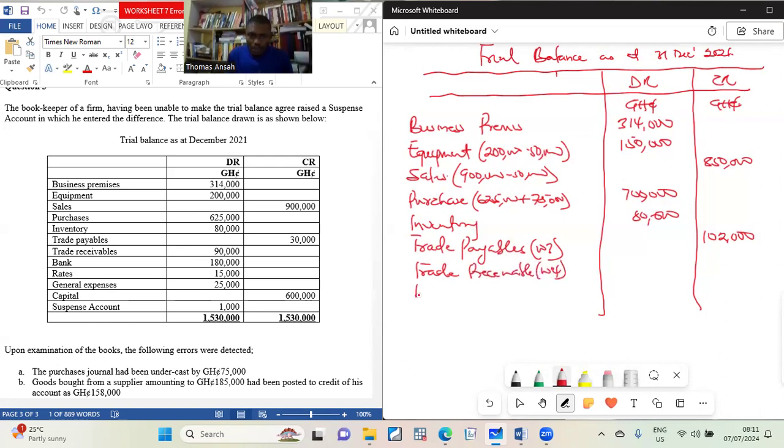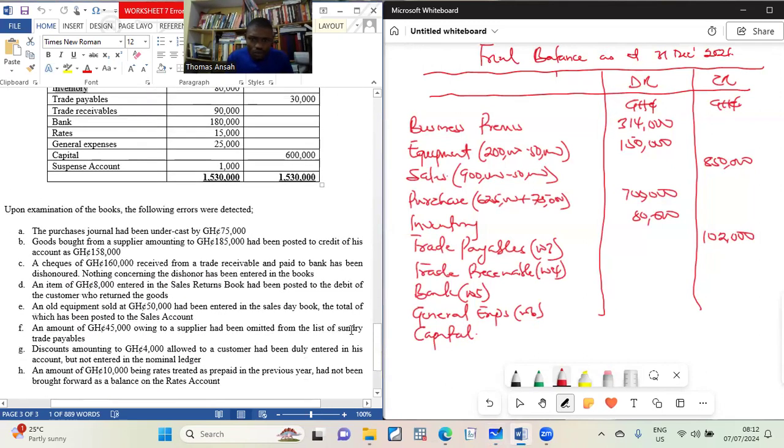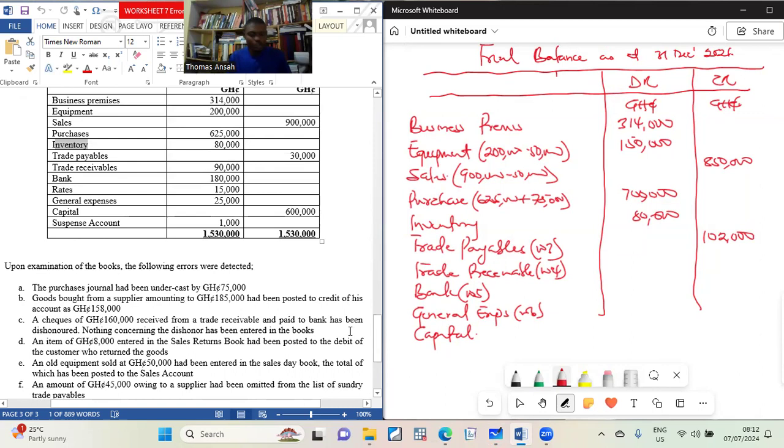All right, then bank. I think there was something that affected bank. I can write the workings 5. We have general expenses. What can go into general expenses? The discount allowed issue, right? I can name them workings 6 as I'm going to do that. Capital account. Was there drawings in this one? No. So my capital account won't change. So the 600,000 will be there. So I can write 600,000. So let's go and look at the issues in the trade receivable.